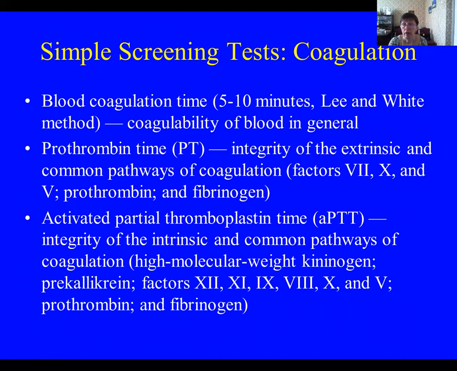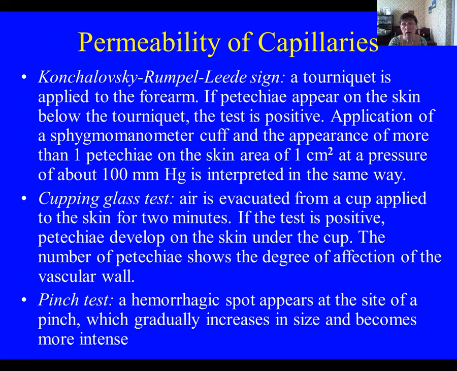Then for coagulation disorders, we can use blood coagulation time by Lee and White. We can use prothrombin time. Then we can use activated partial thromboplastin time. And we can also use tests to check the permeability of the capillaries.